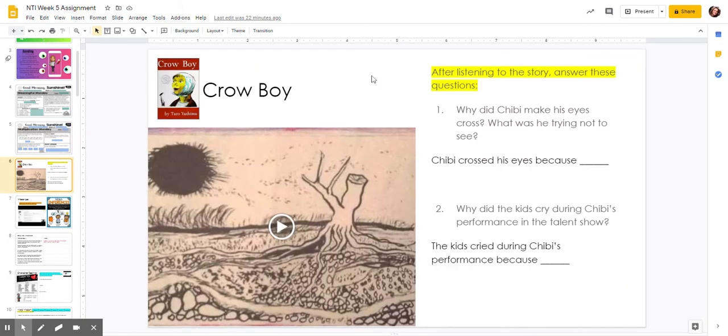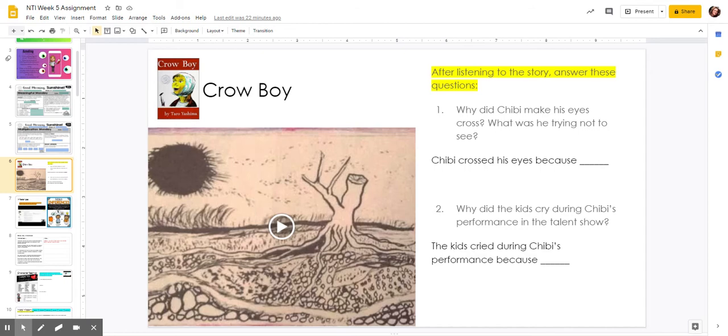For reading this week, we're still focusing on character traits. However, we're also focusing on feelings and character motivation. So a character trait does not change.